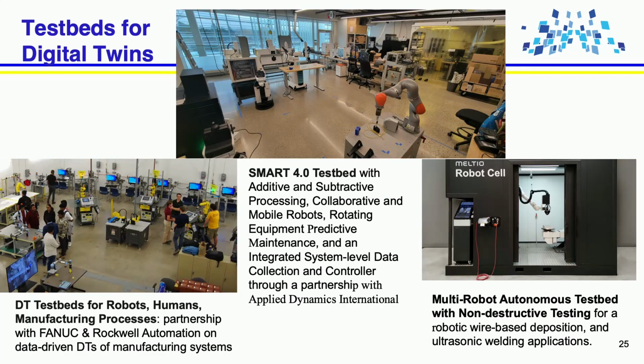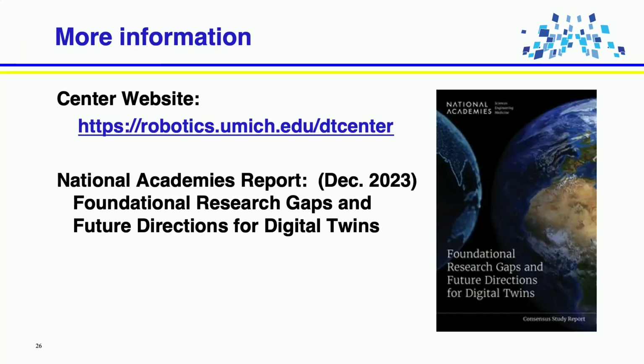At the 2 universities, we have a few test beds that we use for these types of digital twins where we can run industry-relevant robots, machines, rotating equipment, putting them together so we can take our own data on our little factory floors as well as taking data from our industry partners. So if you want more information about our research center, I can point you to this website, or you can come talk to one of us afterwards. And anyone who's interested in digital twins, I'll recommend this report that came out from the National Academies last fall on foundational research gaps and future directions for digital twins.